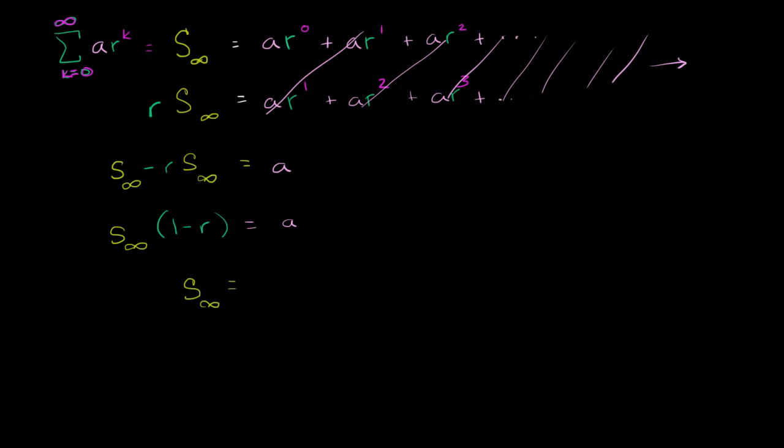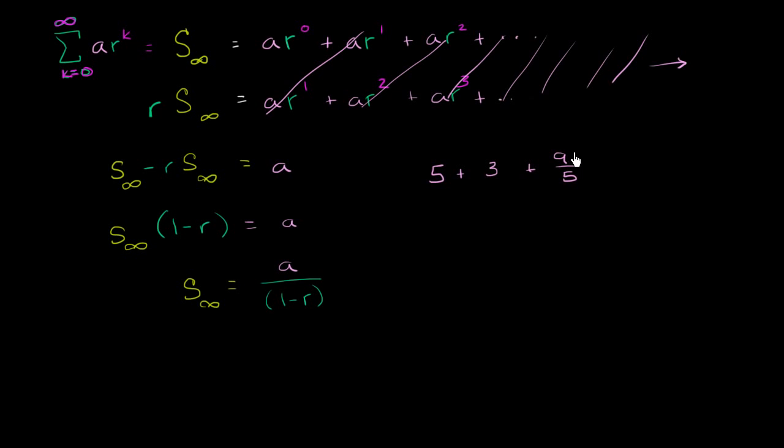So this is going to be equal to a over 1 minus r. So once again, it's kind of neat. Let's say I had the sum, let's say we started with 5, and then each time we were to multiply by 3/5. So 5 plus 3/5 times 5 is 3, times 3/5 is going to be 9/5.